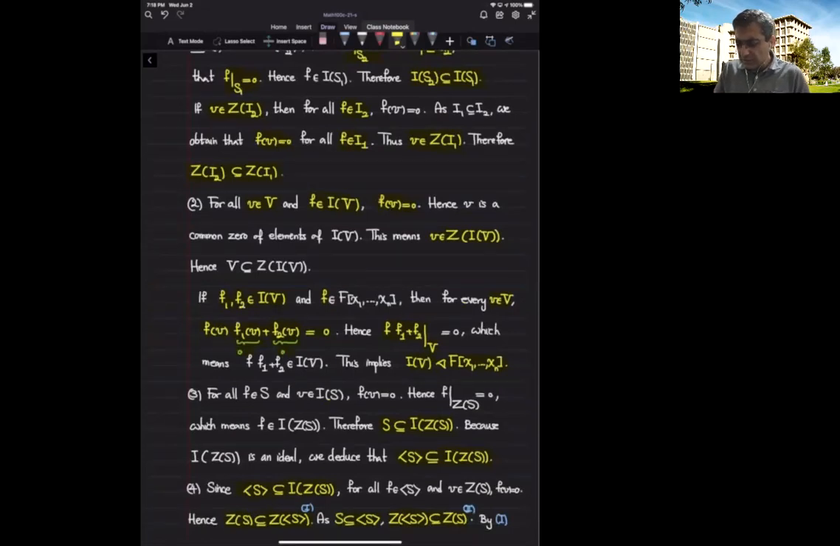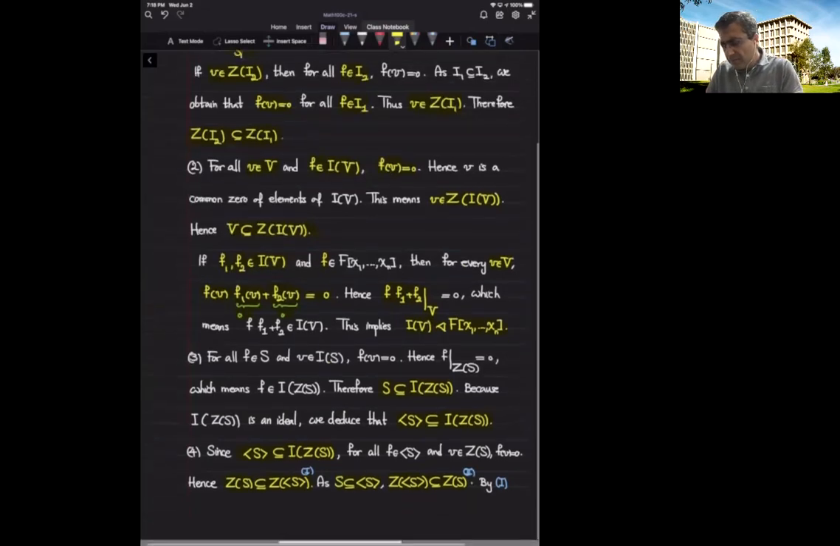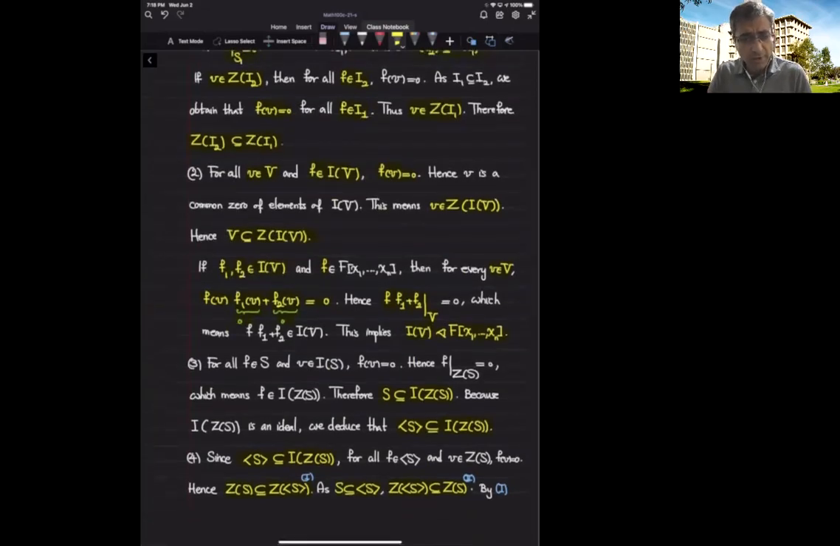The reason that V is a subset of Z of I of V, we have already discussed. Let me give an alternative argument on why I of V is an ideal of the ring of polynomials. In order to show a subset is an ideal, I need to show that it is not empty, and at the same time, if F1 and F2 are in this set, then for any other polynomial F, F times F1 plus F2 is also inside this set.